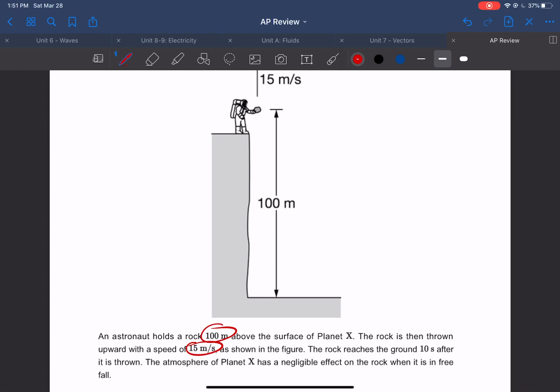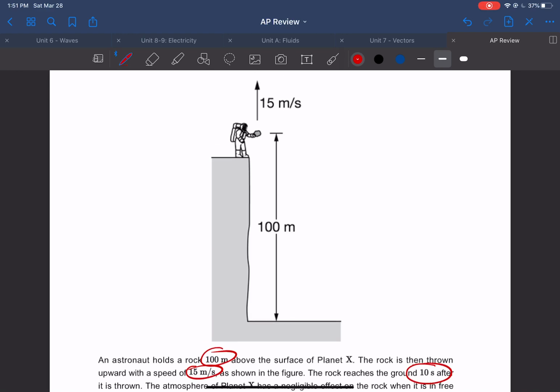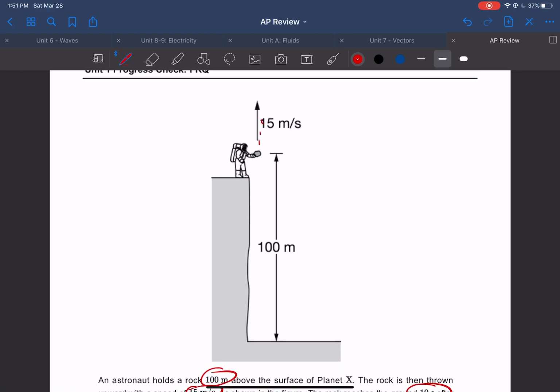And then we have one more piece of data, which is that the rock takes 10 seconds to land down at the bottom of this cliff. So it's going to go up and then come straight down here, and it's going to land at t equals 10 seconds. Okay, so one of the first things you might do setting up this problem is just sort of set up a measurement axis here. So we're dealing with vertical motion, so let's draw a y-axis here.